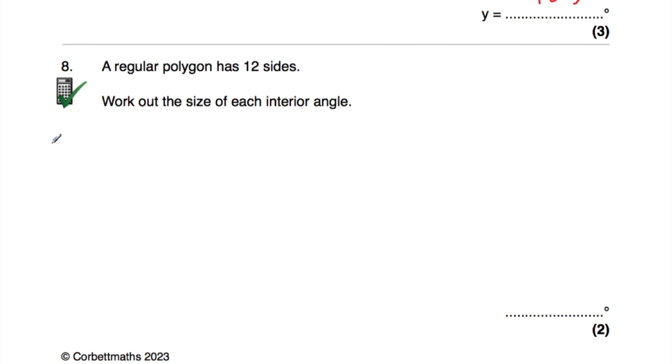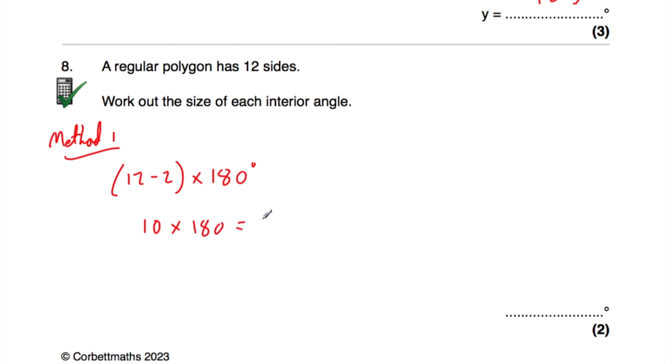So let's use approach 1, so method 1. This is my first approach to find the size of each interior angle of this regular 12-sided polygon. So first of all, there's 12 sides, so if we do 12, the number of sides, take away 2, and then multiply that by 180 degrees, we'll find out the sum of the interior angles. So what all the angles inside of this 12-sided polygon will add up together to be. 12 take away 2 is 10, so we've got 10 multiplied by 180, and 10 times 180 is 1,800. That means the angles inside of this 12-sided polygon will add up to be 1,800 degrees.